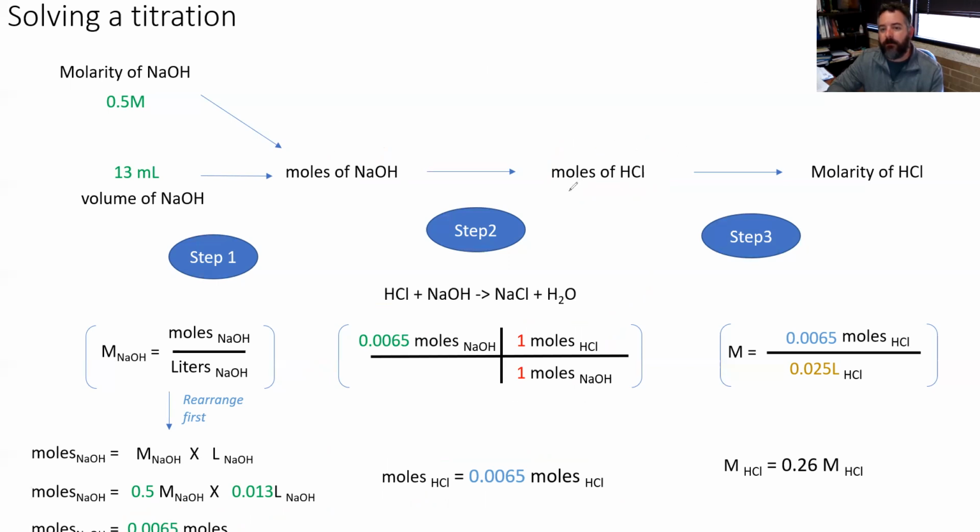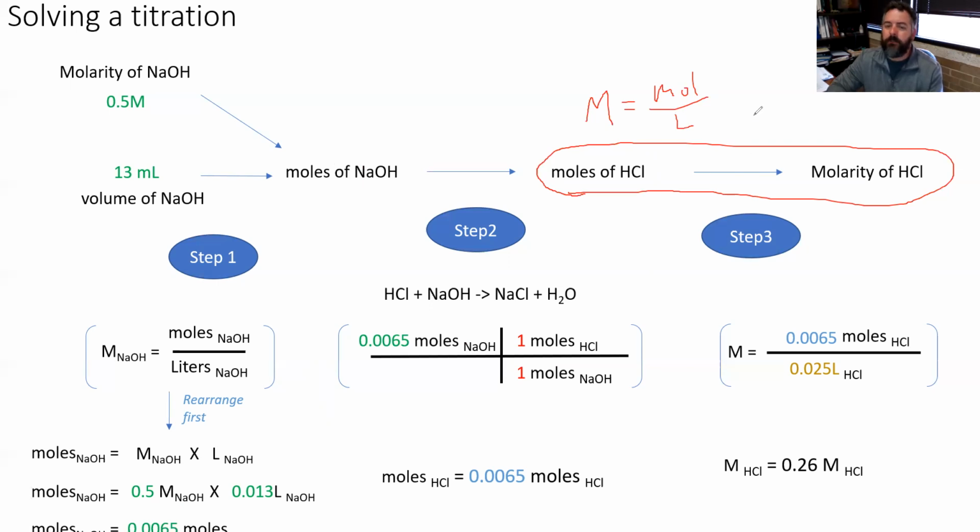Then our final step is going to convert moles of hydrochloric acid to molarity of hydrochloric acid. How do we do that? We're going to turn back to the equation we used in the first part, step 1, which is molarity equals moles over your volume, which is in liters. And we can simply plug in the moles of hydrochloric acid here. We can plug in the volume that we started with of hydrochloric acid here, and then we can simply solve for molarity by doing this division.